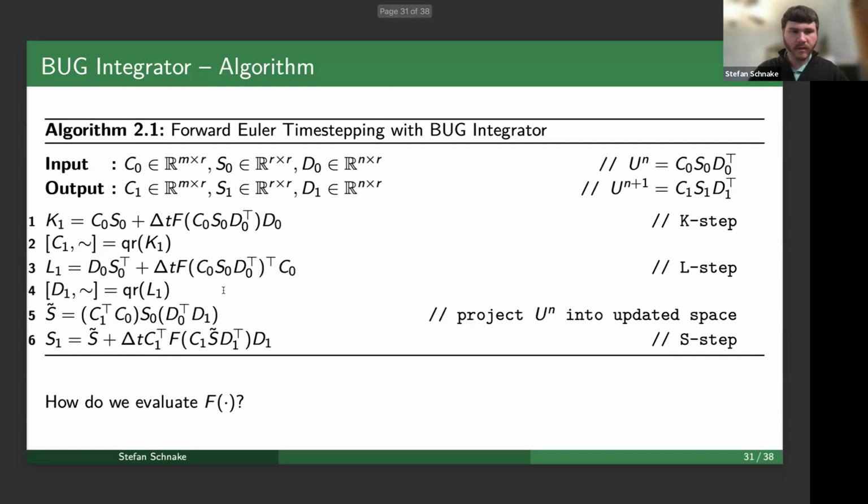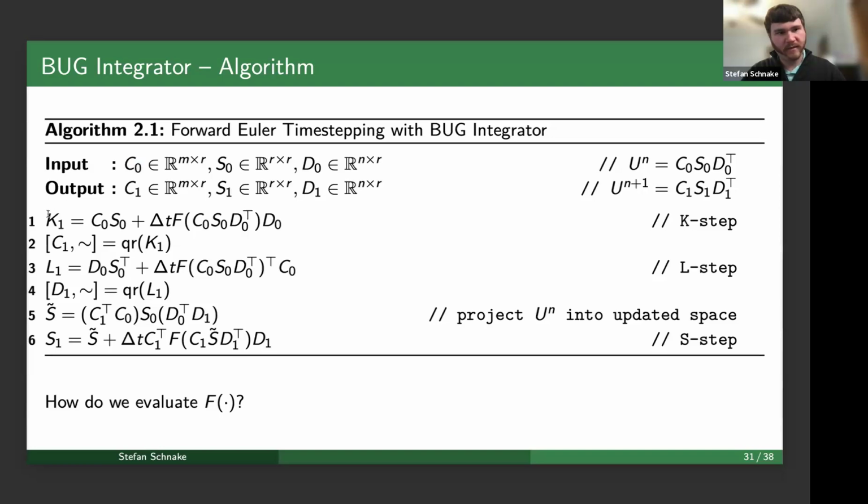So I just want to tell you how this algorithm works algorithmically. Just as a simple example, for each of the substeps you can use whatever integrator you wish. So let's assume we'll do forward Euler, so just a simple first order Taylor expansion of the time derivative with this BUG integrator. Essentially you start with a C0, S0, and D0, and you end up with a C1, S1, and D1.